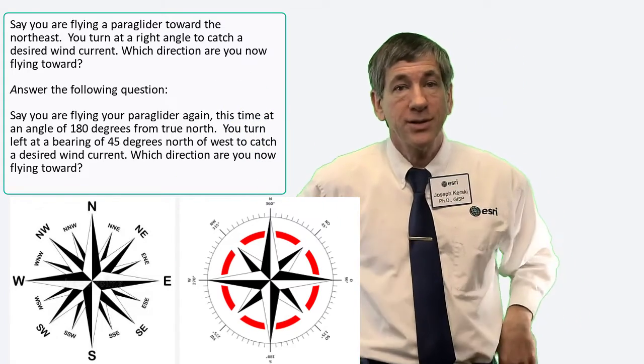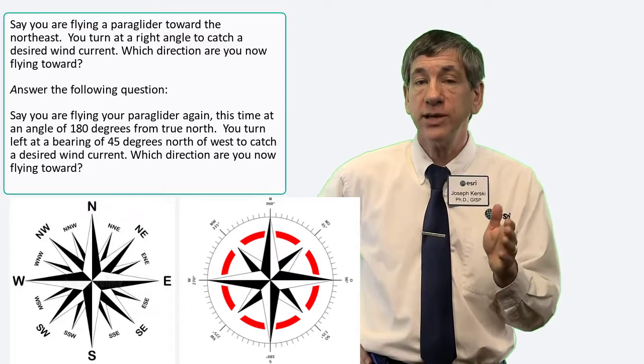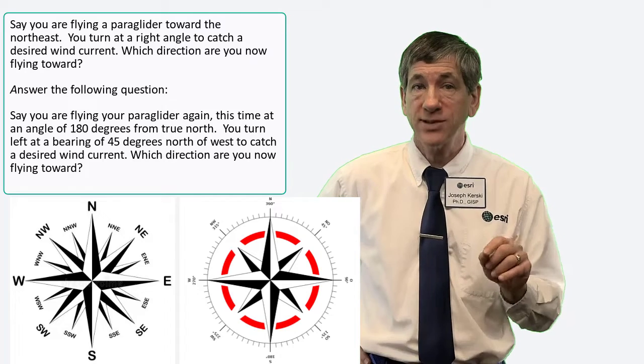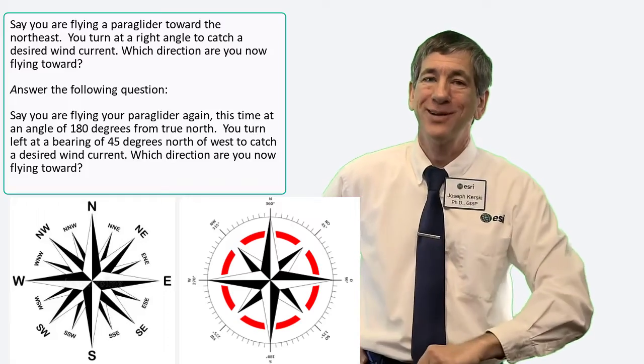Answer this question. Say you're flying your paraglider again, this time at an angle of 180 degrees from true north. You turn left at a bearing of 45 degrees north of west to catch a desired wind current. Which direction are you now flying toward?